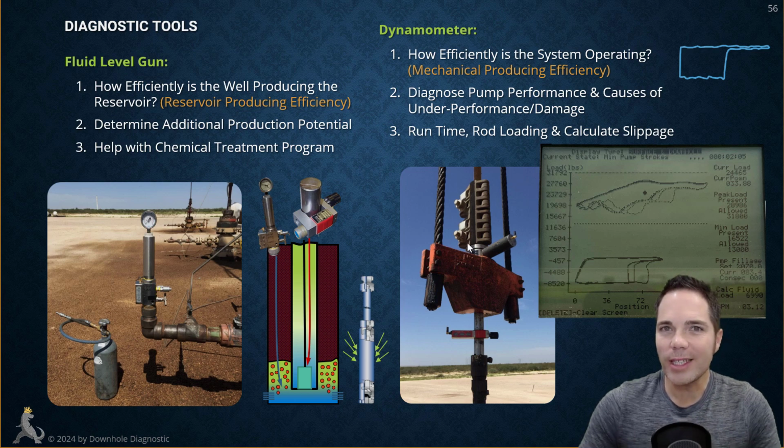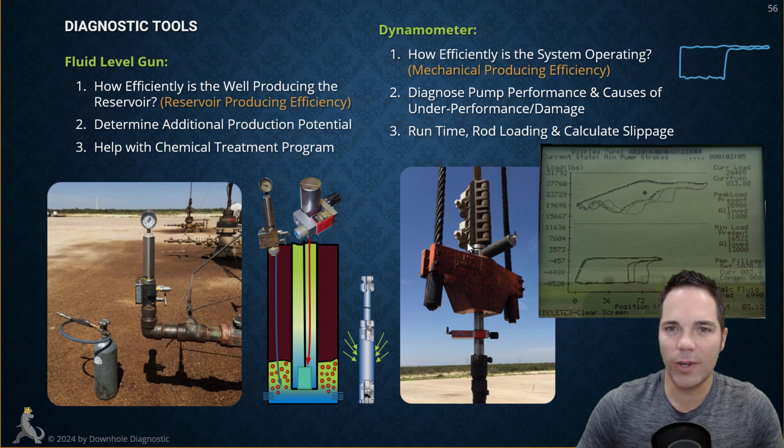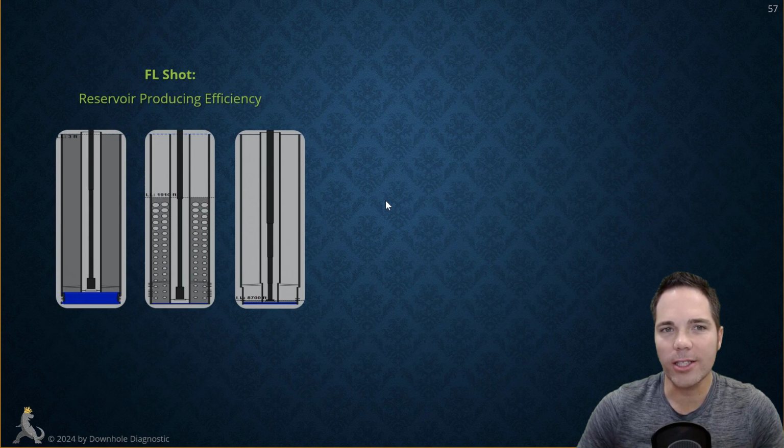So we can really see down both sides of the well at a very cost-effective price, and we can also do it very quickly. You can do an effective analysis on a well within 30 minutes with both these tools and have a really complete picture of what's happening down both sides, down the annulus and looking down the rod string. So the fluid level shot, remember, tells you what the reservoir producing efficiency is.